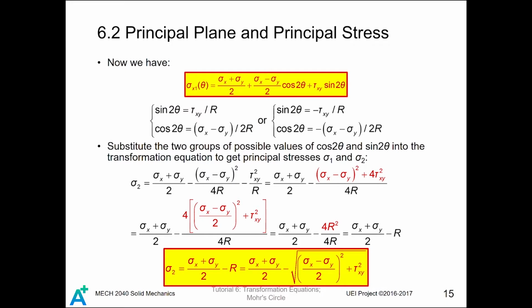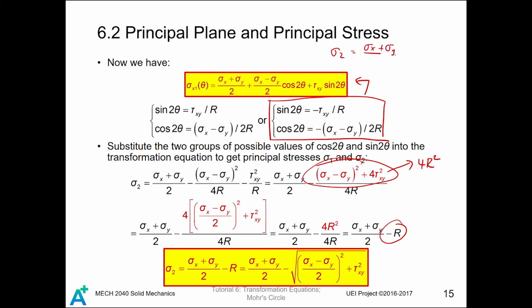There is another principal stress which is similar. You are going to substitute this system into the transformation equation. Then everything is the same except the sign becomes negative. Then we group those two terms behind. Then this will be negative. All the rest of things are still the same. By similar procedures, you can make the numerator 4R squared, cancelled with the denominator 4R. Eventually, you will get minus R behind. Therefore, the second principal stress is given by sigma 2 equals the average of the normal stresses minus R.